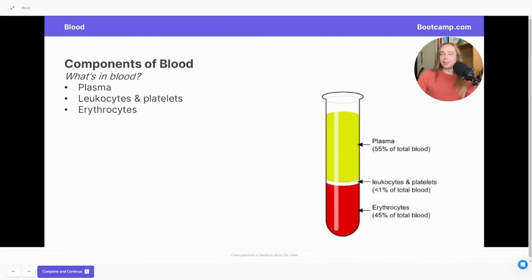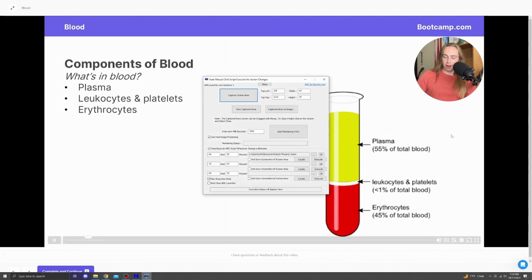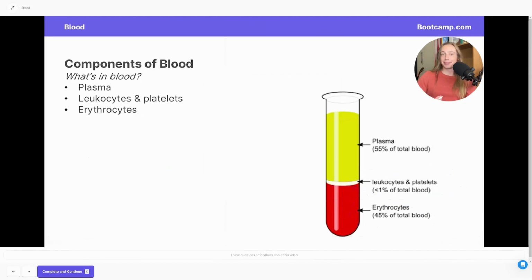If we take a vial of blood from someone and put it into a centrifuge and spin it down, we find that it separates into three main parts. We have plasma, which makes up the most of the volume. We have erythrocytes, which make up the second most of the volume. And the smallest are our leukocytes and our platelets. We're going to talk about each of these in a little more detail.